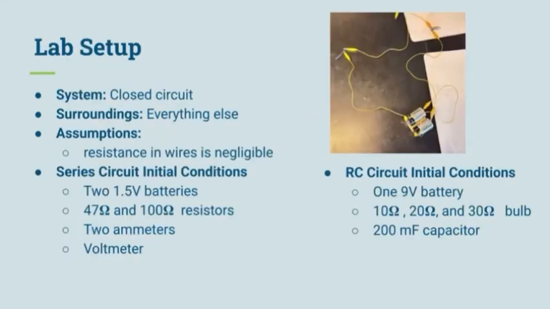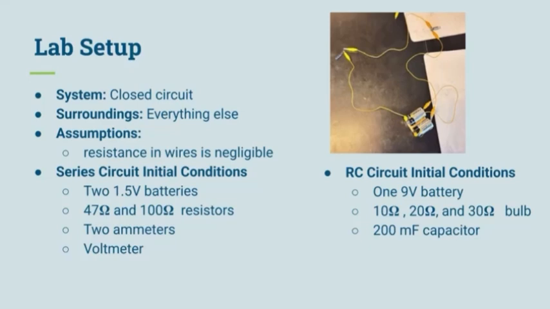In both circuit setups, the system was the closed circuit, so the batteries, wires, resistors, light bulbs, multimeters, and capacitors, while the surroundings were everything else. An assumption for this lab was that the resistance in the wires was negligible.